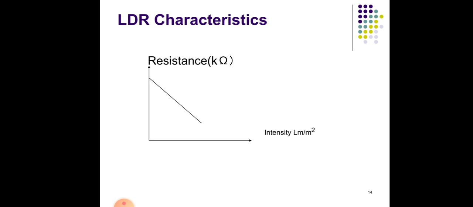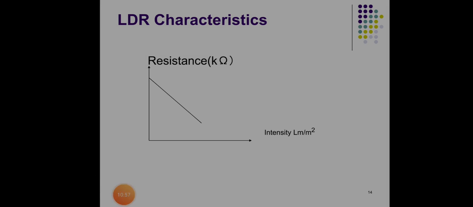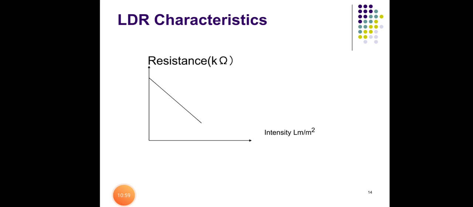The value of resistance does not start decreasing immediately. At any time, the resistance value of LDR depends on the previous light falling on it. This is called the memory effect or light history effect. This is the detailed explanation of the characteristics of LDR.